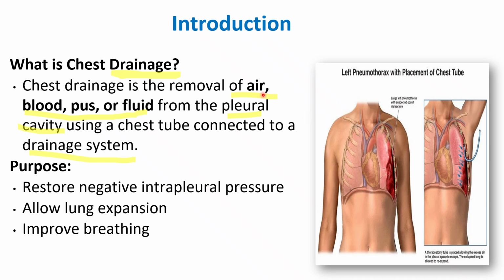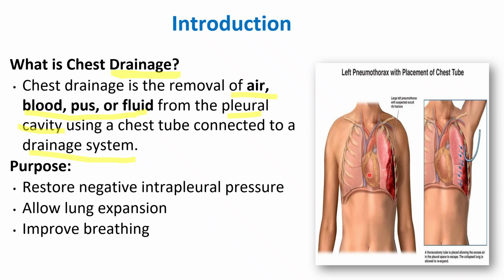So what happens when air or blood or pus or fluid gets excessively accumulated in the pleural space? It creates positive pressure, and thereby the patients will have breathing difficulty. In order to restore the negative intrapleural pressure, we need to put the patient on ICD in all these conditions. Second purpose is to allow maximum lung expansion.